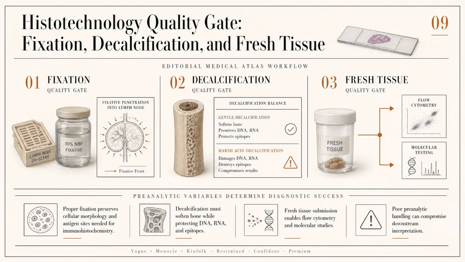Fixation is the initial and arguably most crucial step in tissue processing. When lymph node or bone marrow biopsies arrive in the histology lab, the prompt and proper application of fixative, typically neutral buffered formalin, stabilizes cellular architecture by cross-linking proteins. This chemical stabilization preserves the fine histologic details that pathologists rely on to distinguish reactive from neoplastic lymphoid proliferations, to identify Reed-Sternberg cells in Hodgkin lymphoma, or to evaluate plasma cell morphology in disorders such as multiple myeloma.